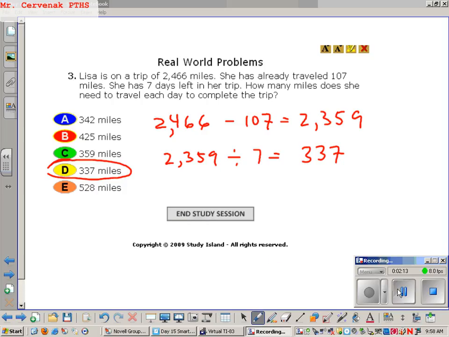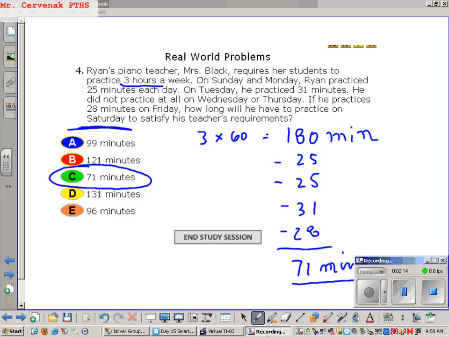Here we have a problem involving time, and what's essential in this problem is that we recognize we have 2 different units. 3 hours of time compared to minutes of time. So unless we remember that there are 60 minutes in 1 hour and convert 3 hours to 180 minutes, we will not be successful. Once we do that, however, we can subtract the amount of daily practice, 25, 25, 31, 28, and conclude that Ryan needs to practice 71 minutes on Saturday to fulfill his goal of 3 hours of practice a week.